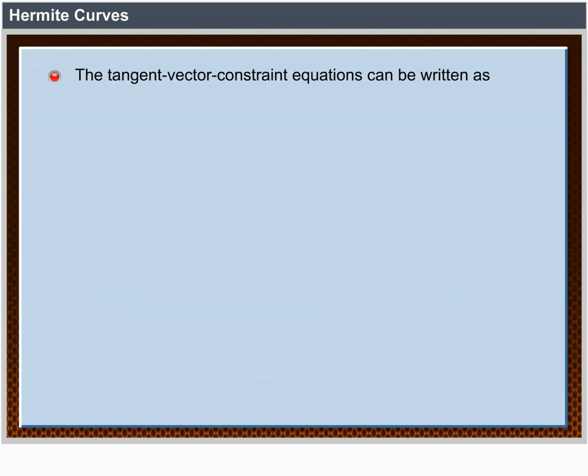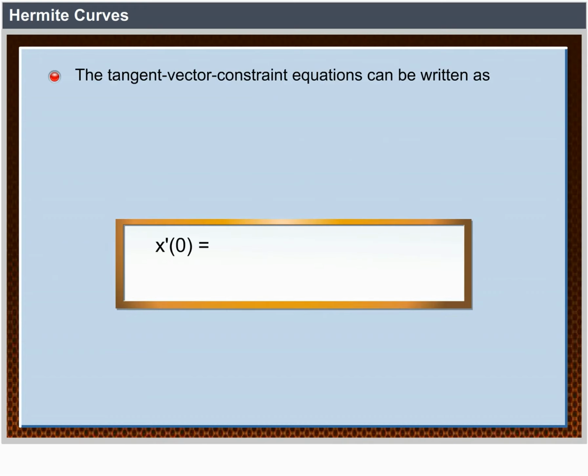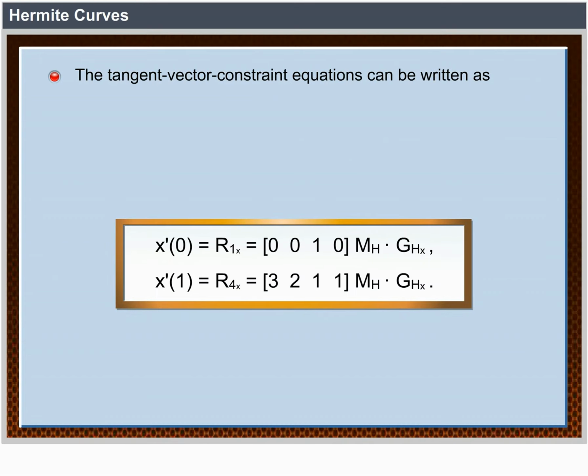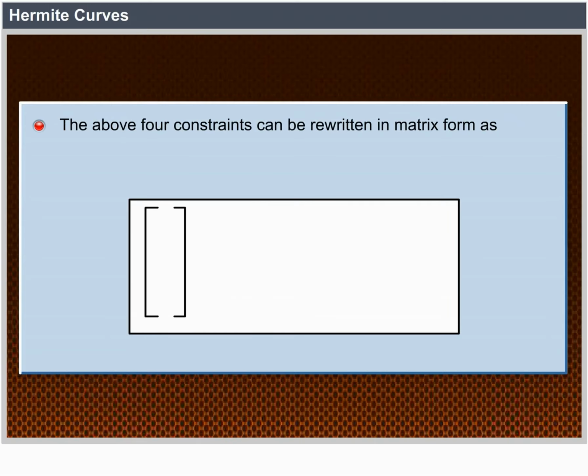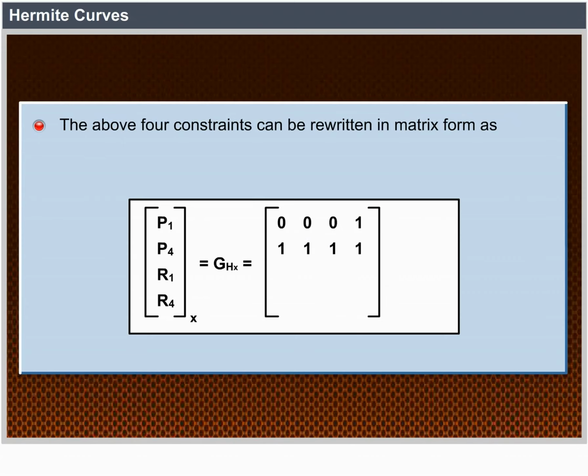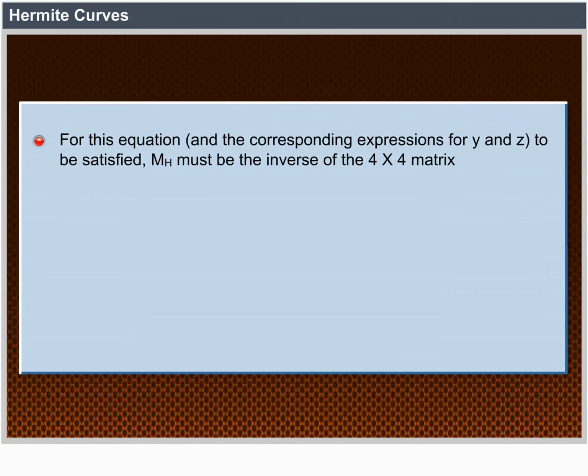The tangent vector constraint equations can be written as shown. The above 4 constraints can be rewritten in matrix form as shown. For this equation and the corresponding expressions for y and z to be satisfied, MH must be the inverse of the 4 by 4 matrix, as shown.